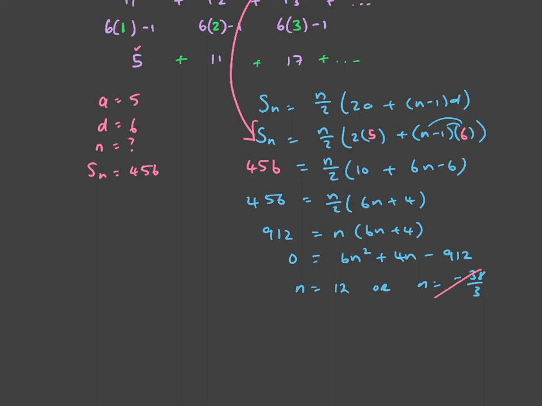Alright, so the minus 38 over 3 is not going to work. You just write there, well, that's not valid, right? I mean, that can't be. So in other words, n is equal to 12. What does this mean? It means the sum of the first 12 terms of this particular sequence is going to give me a sum of 456.